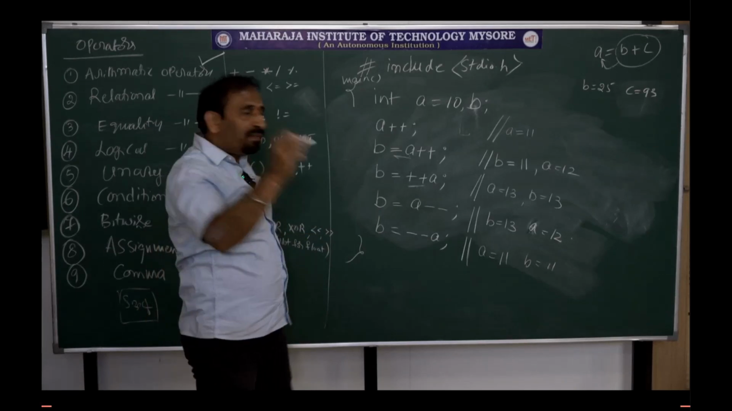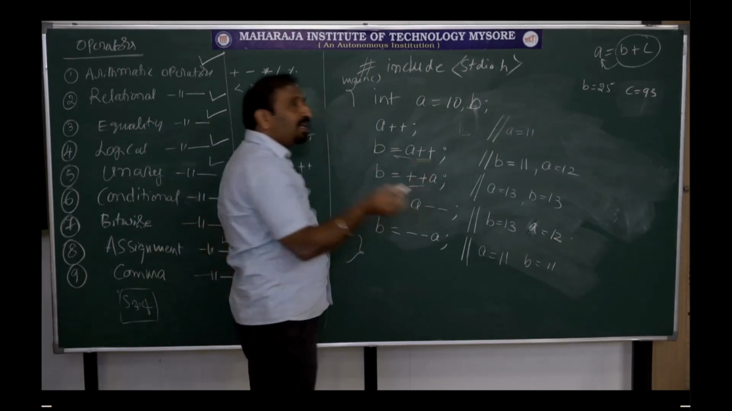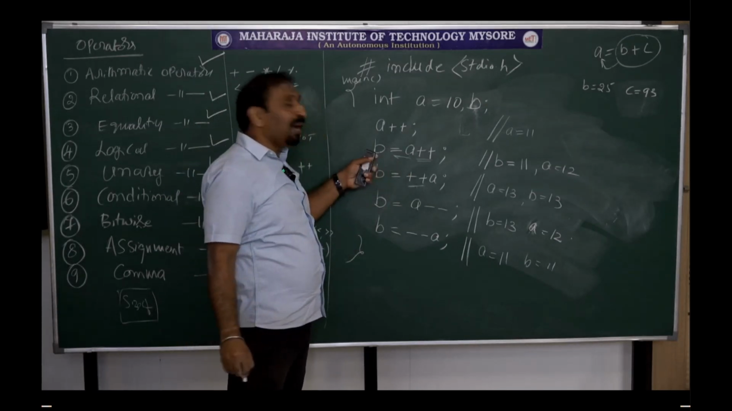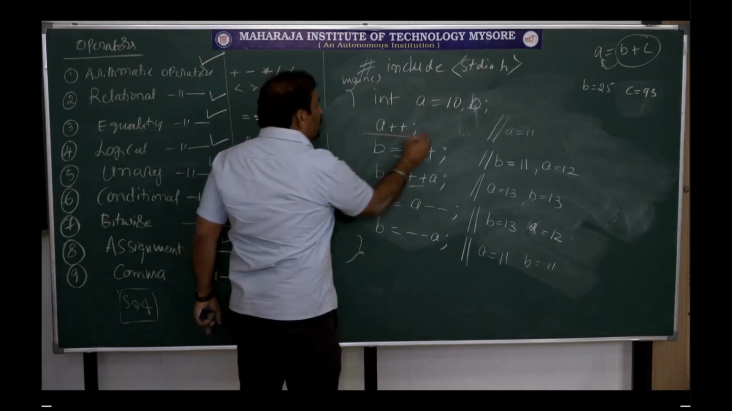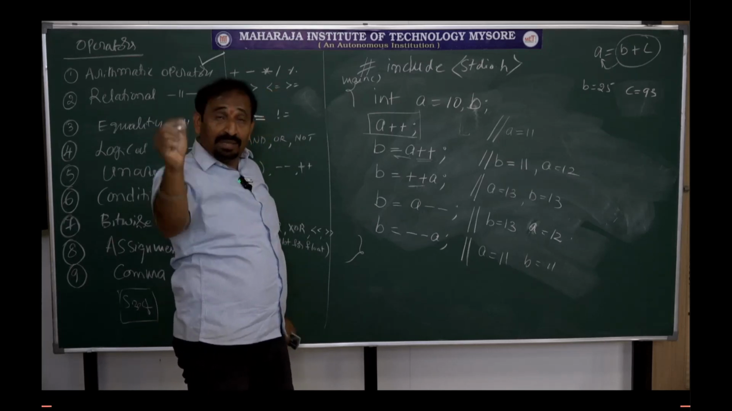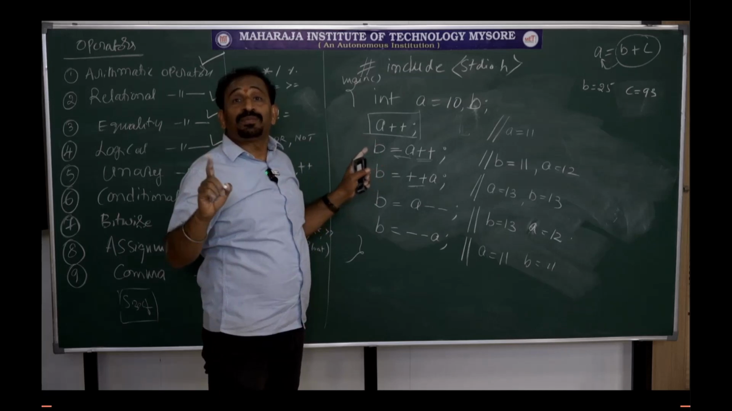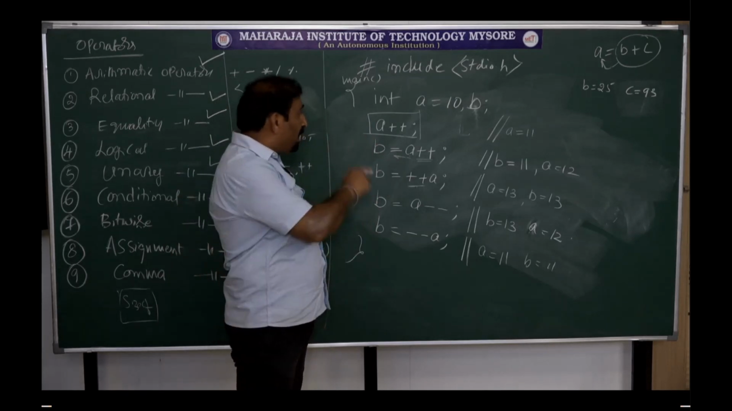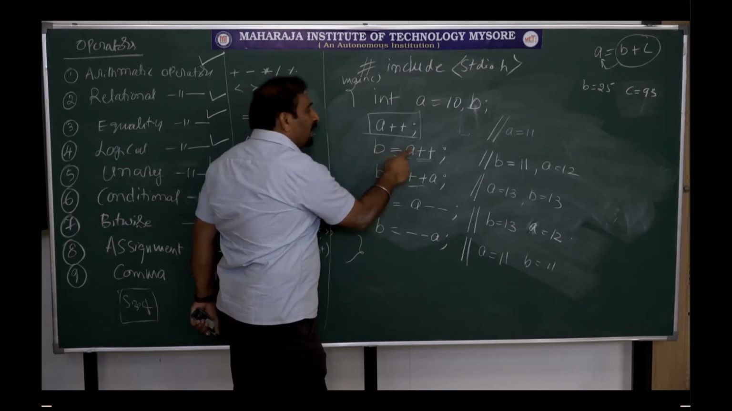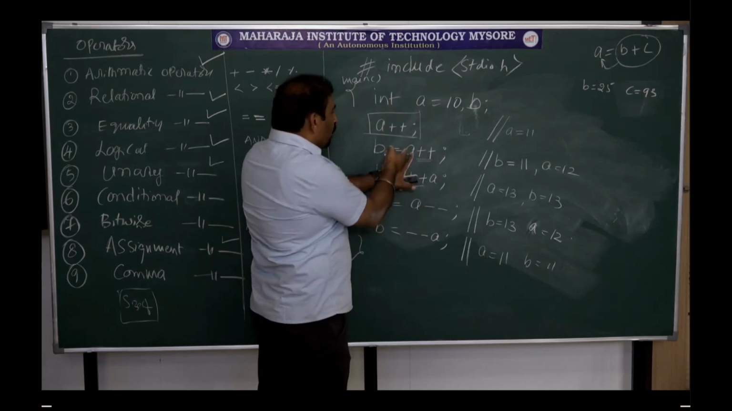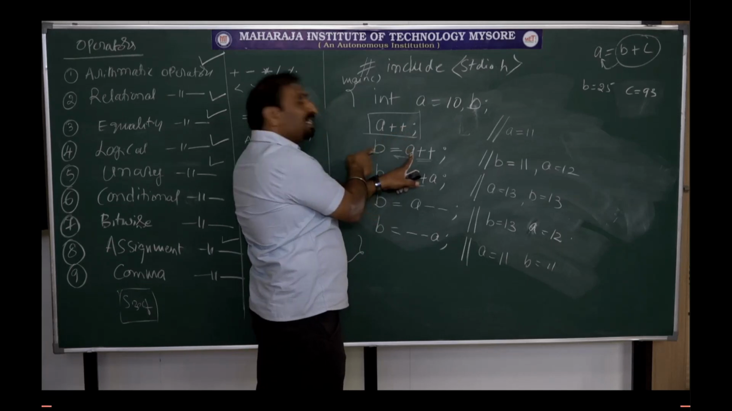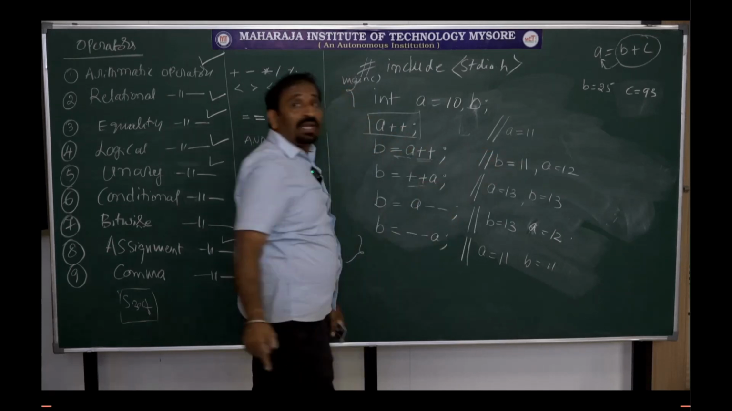The difference is, if you write this ++ after the operand, then assignment will happen first. Here there is no assignment, so nothing to worry. When you do the assignment, with the equals symbol, then you have to be very, very careful. In this case, if I write B is equal to A++, A is assigned to B, then A is incremented. What is the value of A at this point? A is equal to 11. So 11 is assigned here and A is incremented to 12.